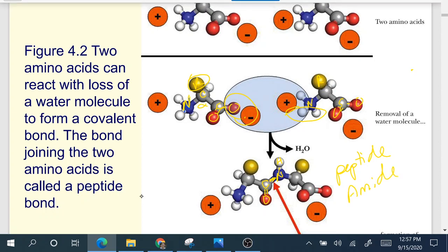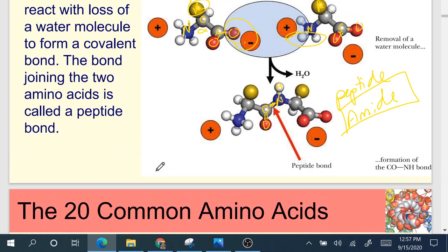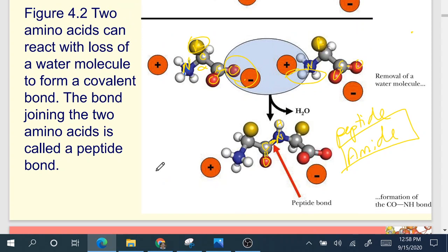So that N-H-C double bond O is an amide bond. You may have seen that in organic chemistry. And I'll just mention this real quickly. Amide bonds are quite stable. They're not very reactive, and we'll look at why that is in this chapter.